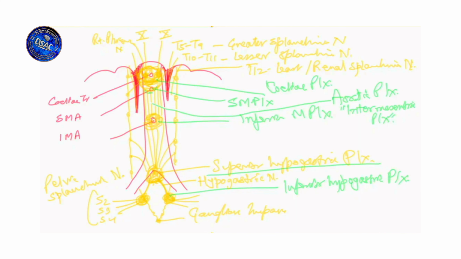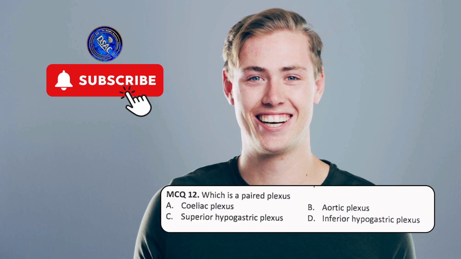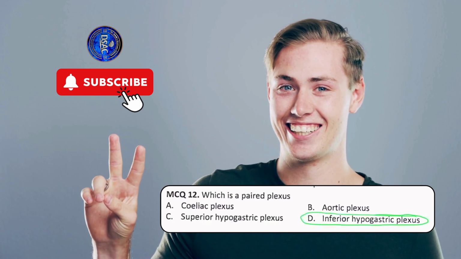So all the structures within the pelvis, including the parasympathetic innervation of the structures derived from the hindgut, as well as the viscera within the pelvis, are all innervated by the inferior hypogastric plexus. So the inferior hypogastric plexus, you have seen here, is a paired plexus. All the rest of the plexuses you have seen in this diagram are unpaired and median plexuses. So the question is, which is a paired plexus? The answer is the inferior hypogastric plexus is a paired plexus.